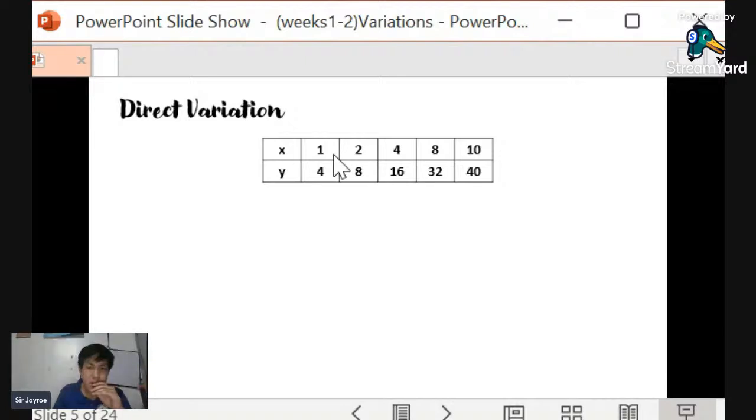Medyo nawawala. Biglang nag-block yung aking screen dito. Okay, let's continue. So, let's take a look at the behavior.